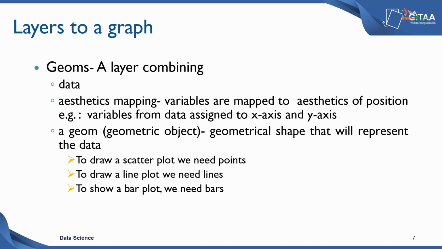The third component under geoms is also called a geom, which actually means a geometric object. Now, a geometric object is basically a geometrical shape that will represent the data. For instance, if you take a scatter plot, we would represent each data point with a point, correct? And if you have a line plot, then we represent the data using lines. Similarly, if you have a bar plot, we represent the categories using a bar. So this is what is meant by a geometrical shape. Depending on the type of plot that you are producing, the geometrical shape will also change.